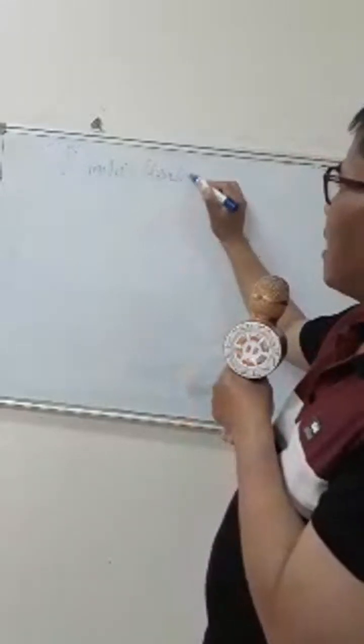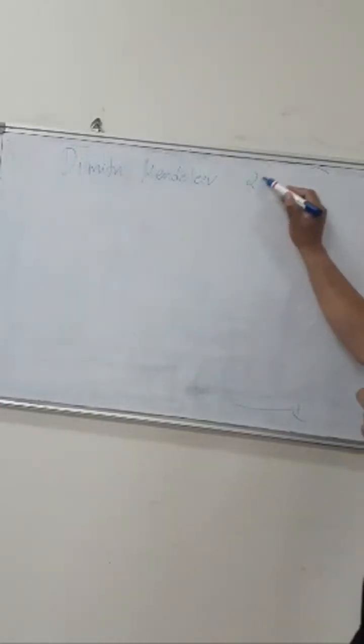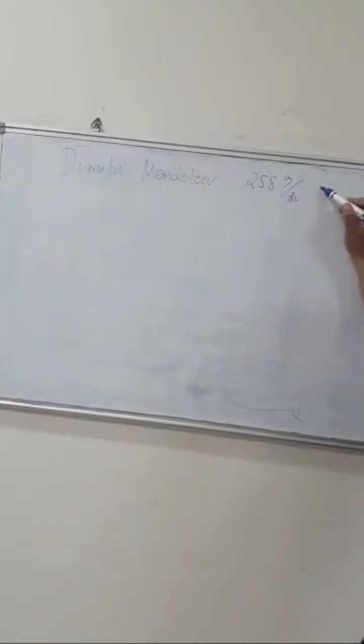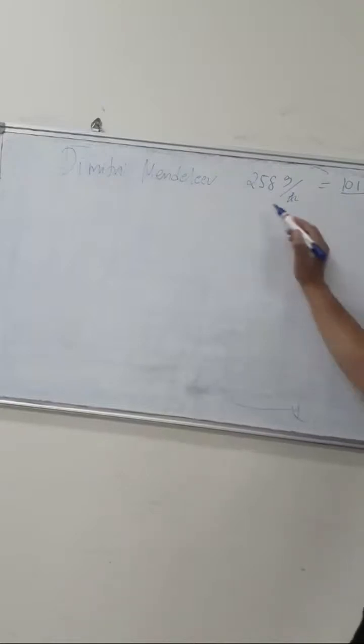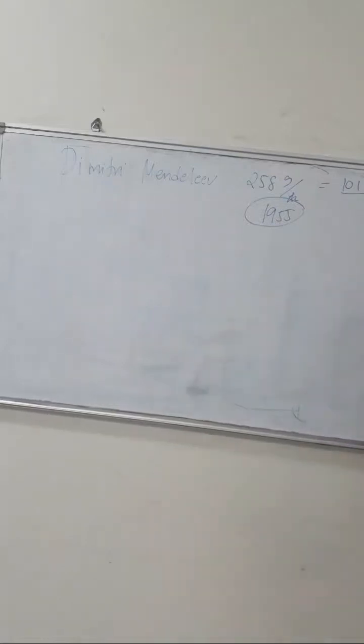It was just so lucky that Dmitry Mendeleev also discovered his own element. This is called Mendelevium. Mendelevium has an atomic mass of 258 grams per atom, and an atomic number of 101. It was discovered in the 20th century, in 1955. Okay. This is a brief history of Dmitry Mendeleev.